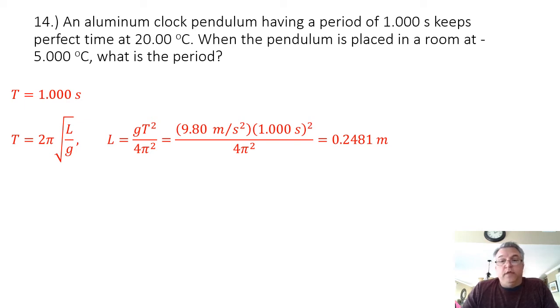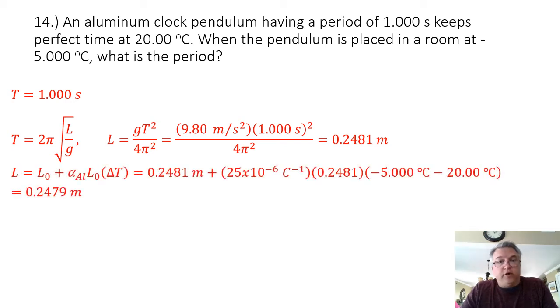Now that I know the length of the pendulum at 20 degrees Celsius, I can find out how much it contracts when I change the temperature from 20 degrees to -5 degrees. And for that, I am going to need to use my linear expansion formula. I know, another blast from the past. You're welcome. To find the new length of the pendulum using my linear expansion formula, I know that the change in length is going to be equal to the initial length times my coefficient of linear expansion for aluminum. And because we are talking about length, it is linear expansion. I'll multiply that again by the initial length and multiply that by the change in temperature.